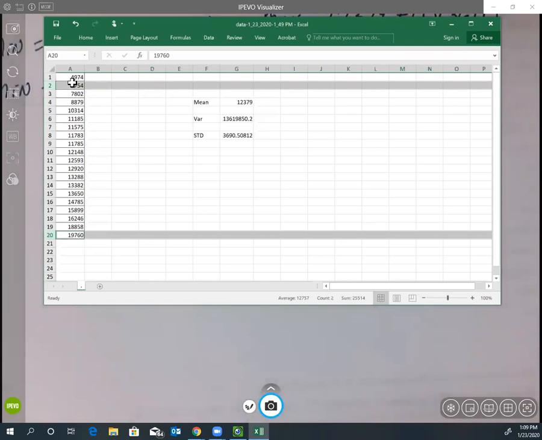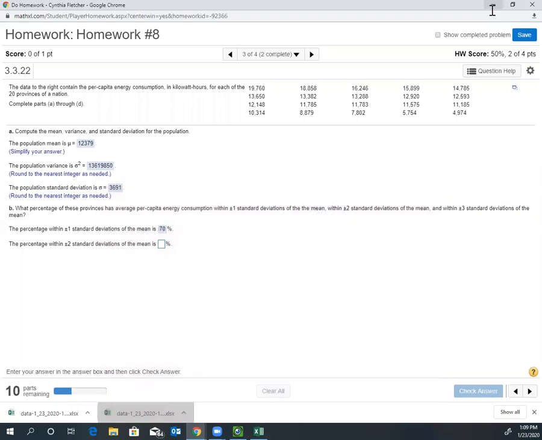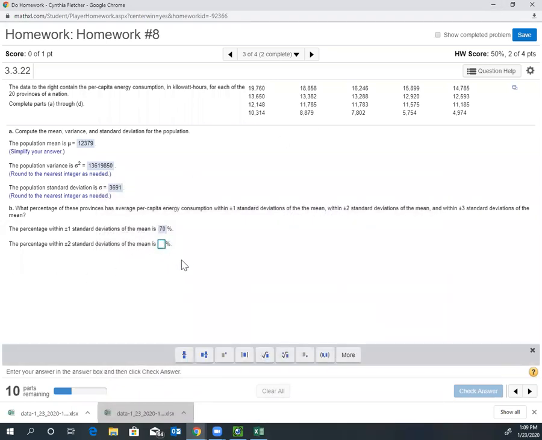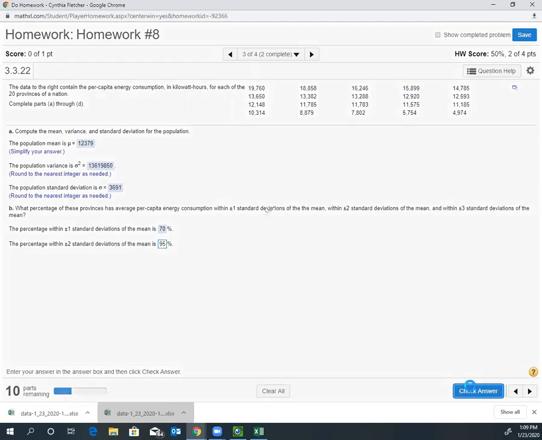Okay, so notice how many data entries there are. All of them except for this one. So that means I have 19 out of 20. That percentage is 95%. I just took the 19 divided by 20, and they gave us 95%. Okay, so 2 standard deviations is 95%. And then lastly, 3 standard deviations.